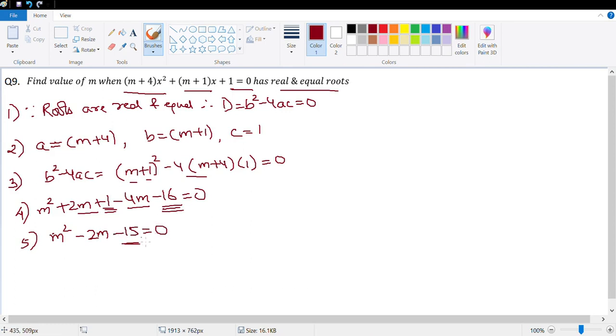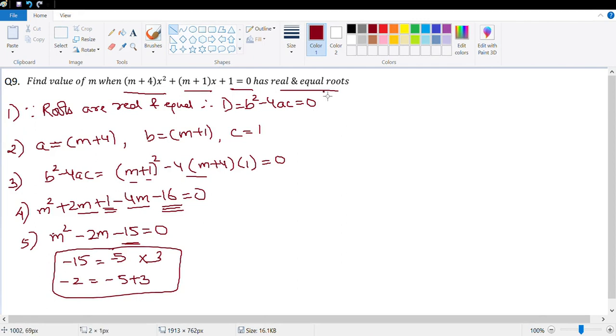Now I need to find factors of negative 15, the sum of which is negative 2. So negative 15 can be written as 5 into 3. I need the bigger number to be negative because we need negative 2 here. So negative 5 into 3, and negative 2 can be written as negative 5 plus 3. Perfect. So I have been able to factorize it. Now let's put it and solve it.